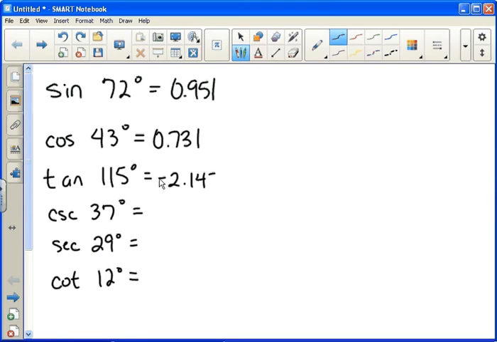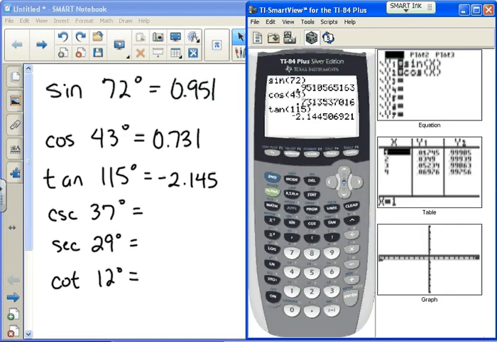So yes, it is possible to get negatives. That does not mean you've done anything wrong necessarily. Okay, so hopefully those three are real basic for you. You can still see how I plugged them all in: sine of 72, cosine of 43, tangent of 115. Piece of cake.